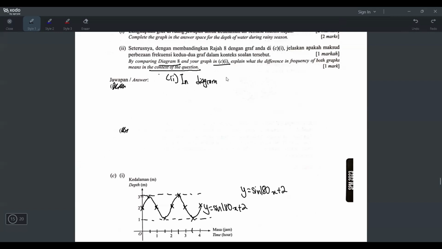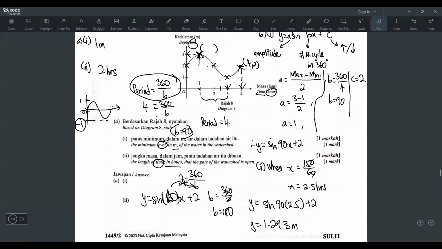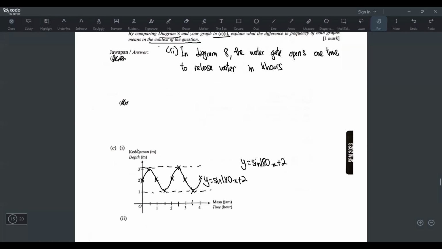In diagram 8, the water gate opens one time to release water in 4 hours. Okay, yeah. So as you can see from diagram 8, the water gate opens one time to release water in 4 hours. But diagram C1 is different.